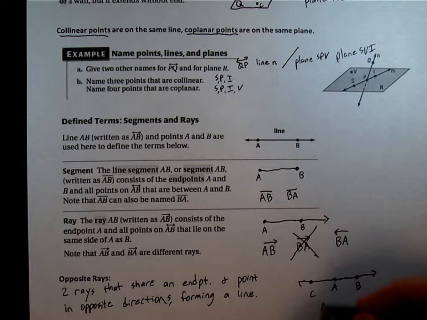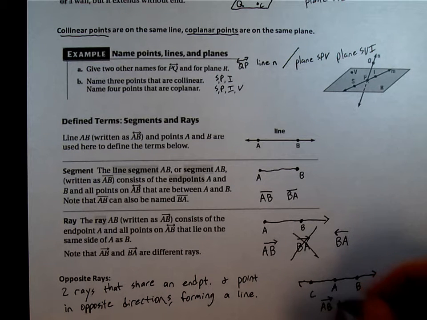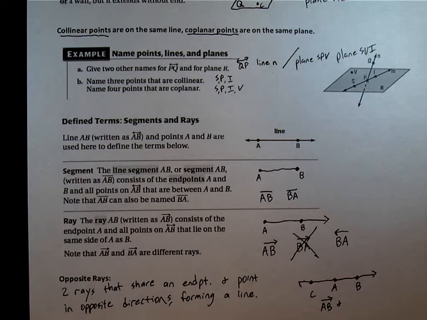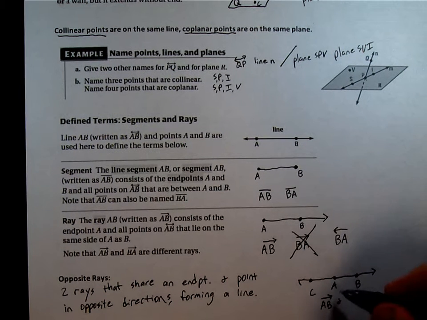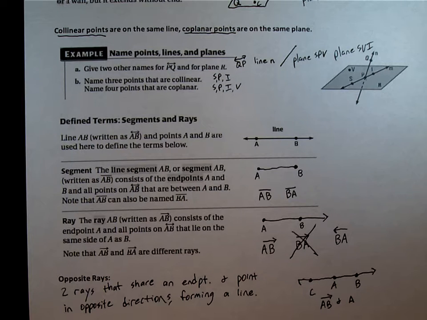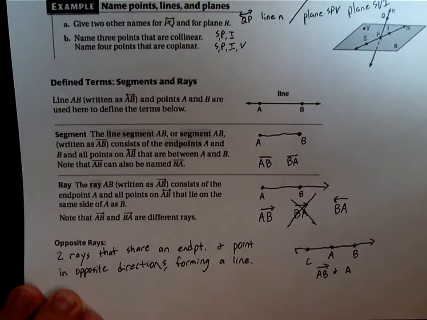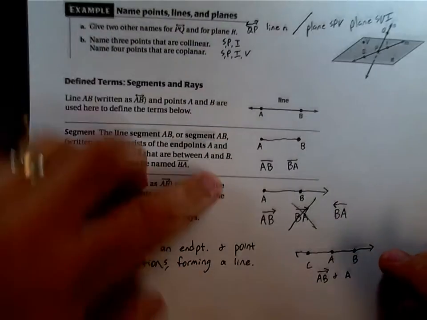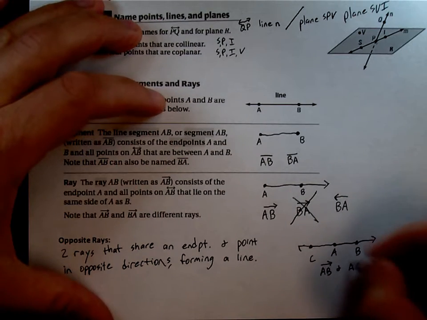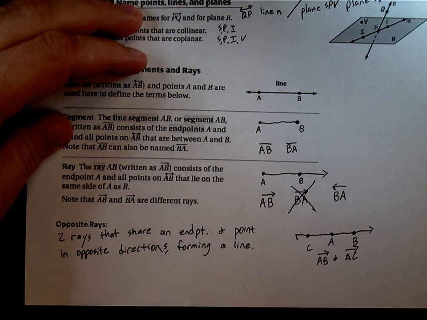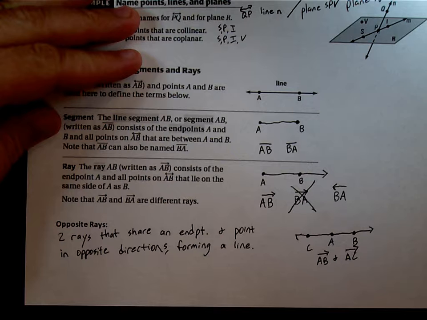So the two rays that I drew, I started with ray AB, and then its opposite ray, usually we start with the endpoint, even though it's going the other direction, and C is to the left of A. When I name it, I start with the A, and so we would say ray AC. So ray AB and ray AC are the opposite rays.